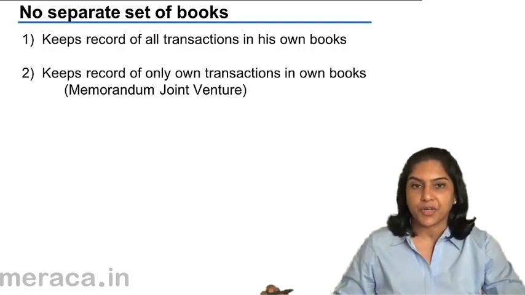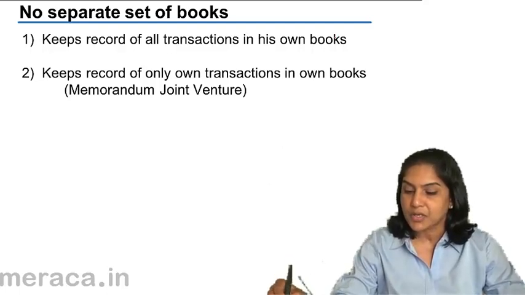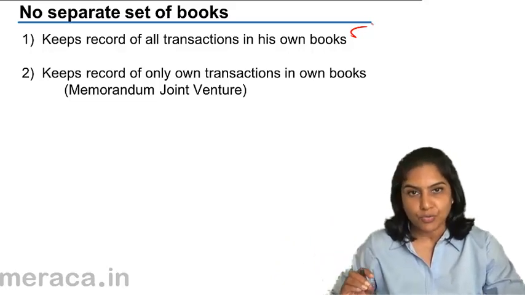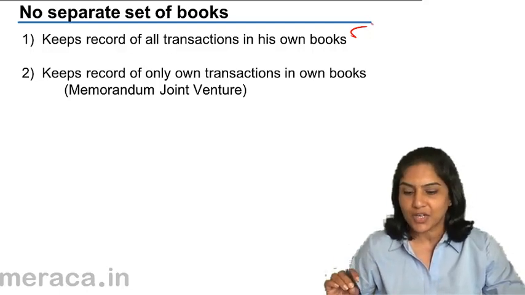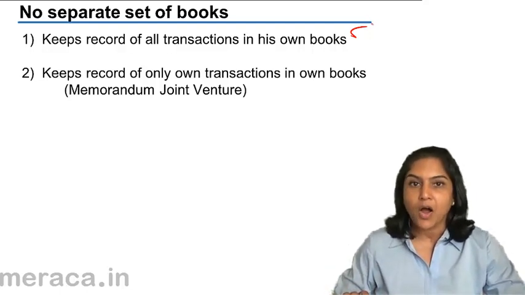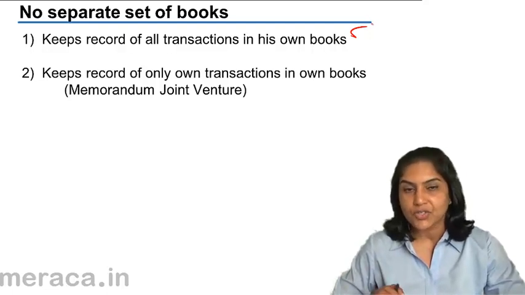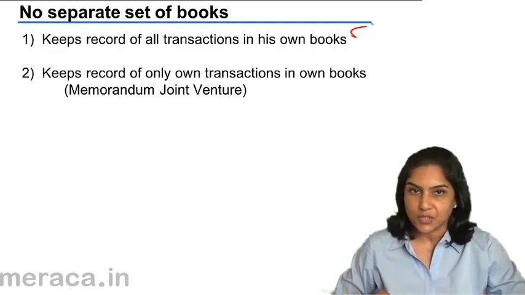Under this kind of accounting, there were again two methods. One was where all his transactions are kept in his own books. That means each co-venturer has his own books of account, his own journal, cash book, ledger, etc. Along with that, all transactions relating to the joint venture are also incorporated in his books.